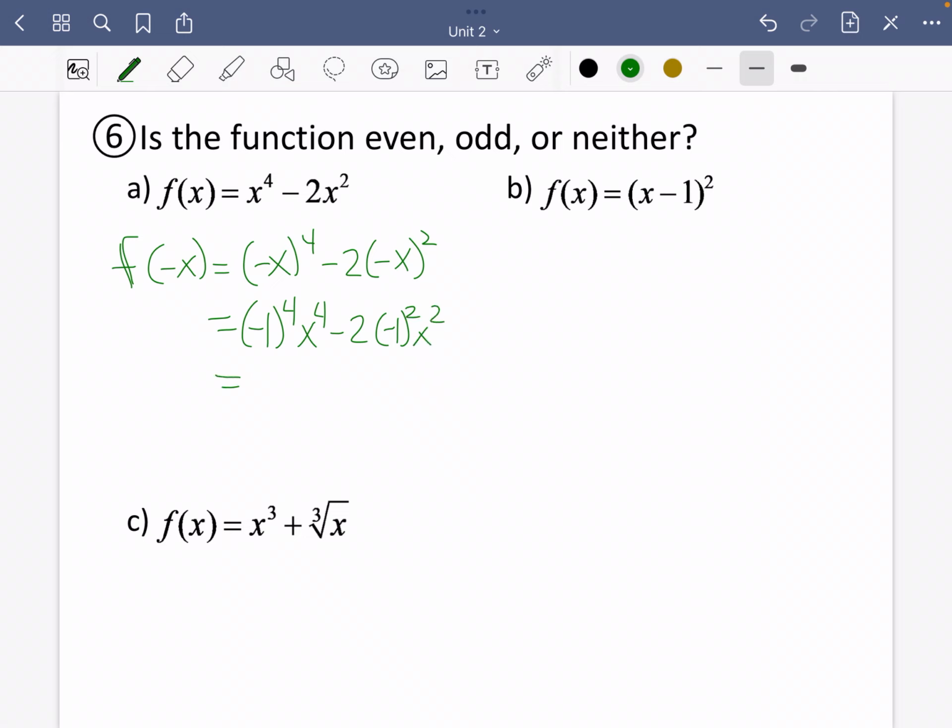What is -1 to the fourth? Well, if you raise a negative to an even power, the negative's going to go away, and 1 to the fourth is just 1. So this leaves us with just x to the fourth. -1 squared is also +1, so you have 2 times 1, which is still just the 2, x squared. What do you notice about this? This is exactly the same as the original function. So when we plugged in that -x, the negatives just magically go away. Because of that, we have an even function.